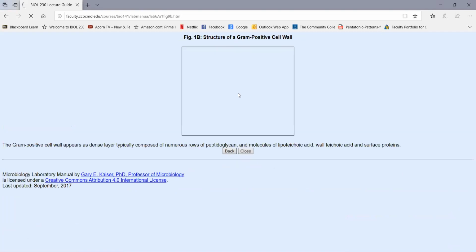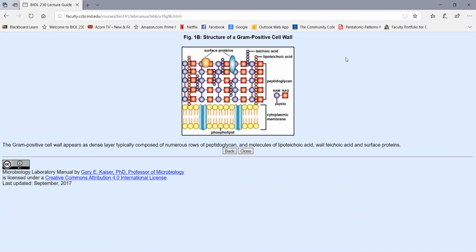And in our illustration of that, we can see here again that the gram-positive cell wall has many layers of peptidoglycan sandwiched together, and interwoven amongst the peptidoglycan are lipoteichoic acids and teichoic acids.